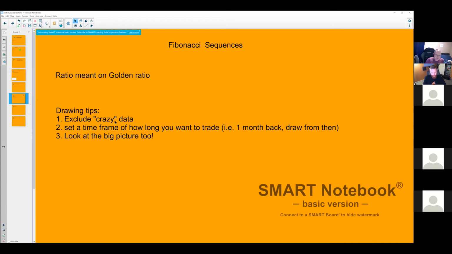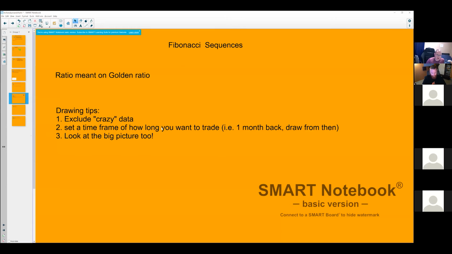I exclude crazy data, so things that just go way out. A good one would be GameStop. GameStop went up to like $550. So it goes back to the realism part with picking options. What's realistic? So when I draw those, I look at what's realistic in terms of the time frame. How far do you draw back? And this will make more sense in a second.